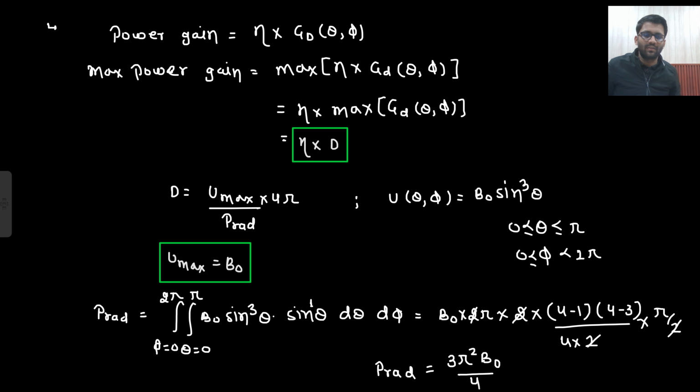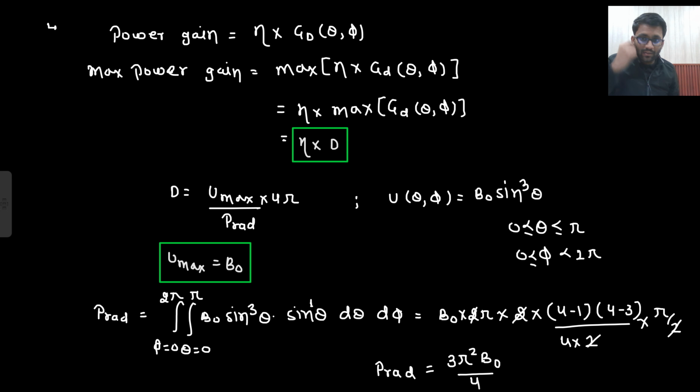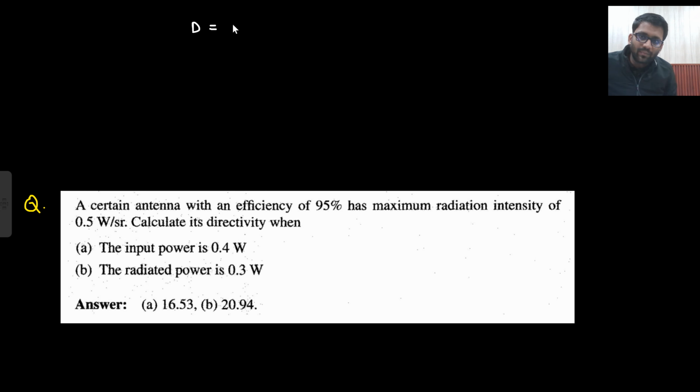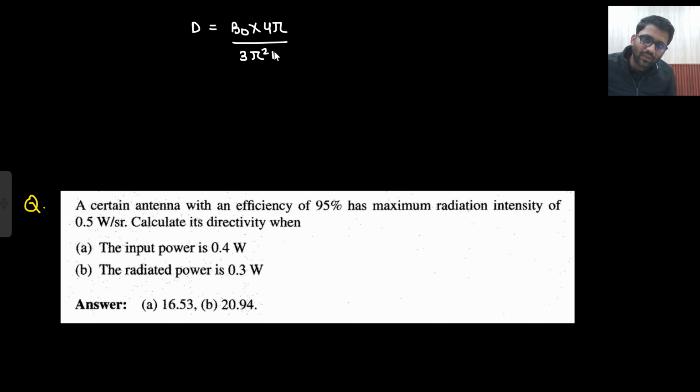Okay, so P radiated we are already having. What I need to find is the directivity. So where is the formula of directivity? It is U max, so U max is B naught into 4 pi divided by P radiated. P radiated is 3 pi square B naught by 4, so that 4 can go upward. Here this and this are getting cancelled, B naught and B naught are also getting cancelled. So what you are getting is 16 by 3 pi.